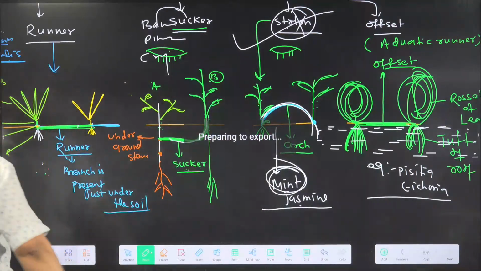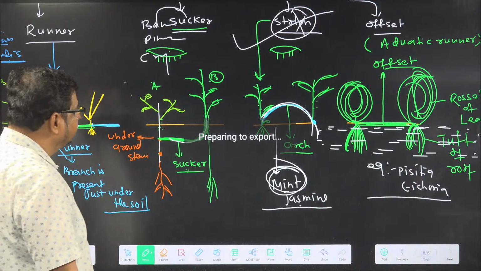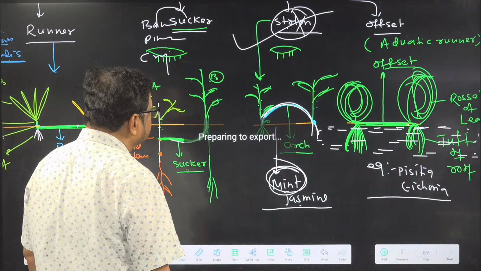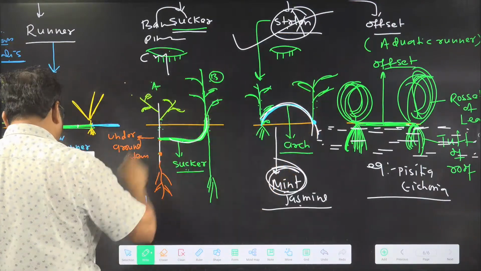I'm giving you the QR code. Runner, sucker, stolon, offset. Draw that diagram. Every picture will come in your mind.